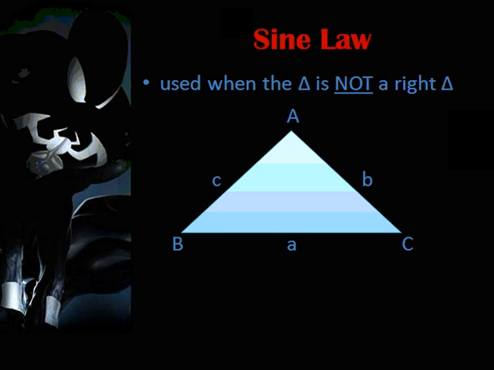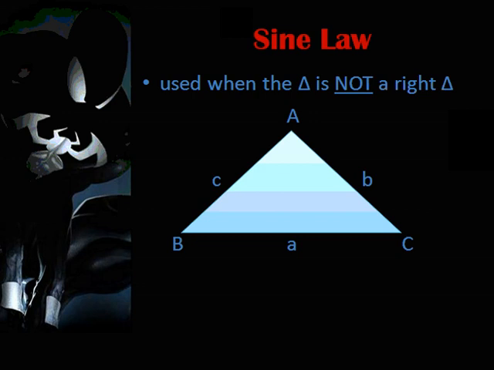You use sine law when you don't have a right angle triangle, kind of like the one in front of us right now. We don't know that that's a right angle triangle. If you did have a right angle triangle, we would just use SOH CAH TOA. But when we don't, we're going to use these laws.